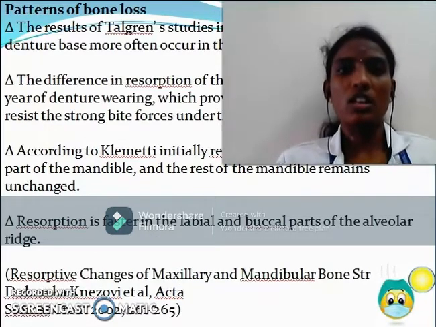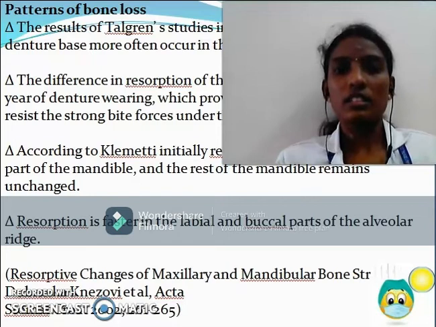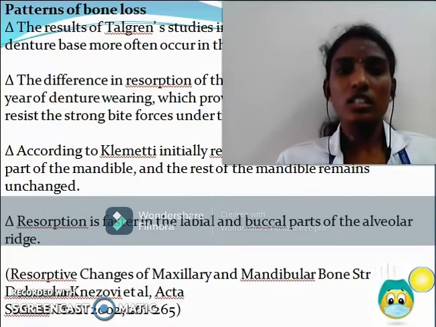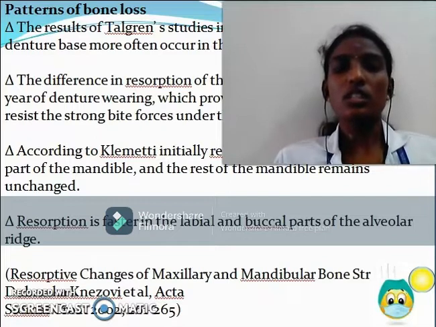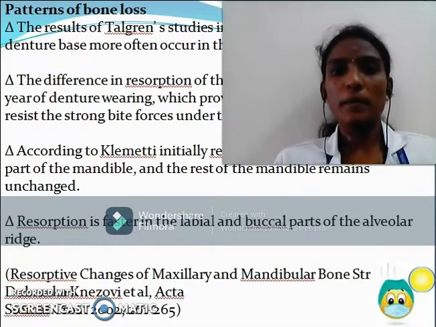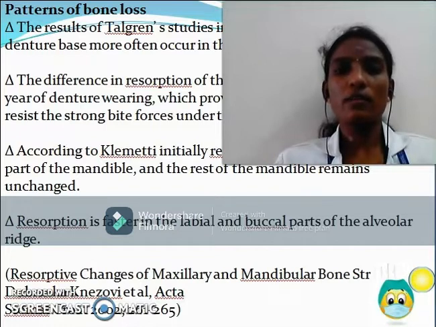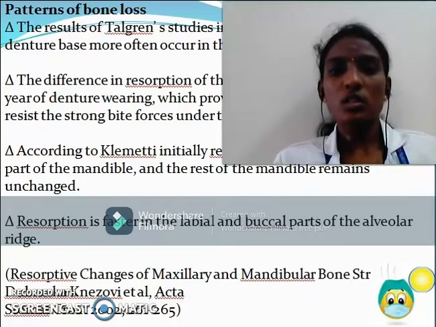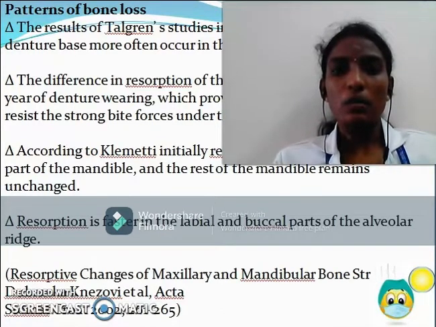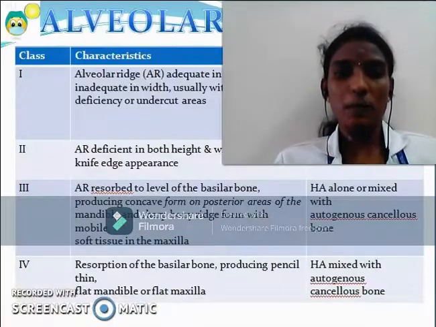Pattern of bone loss. The results of the study indicate that changes under the denture base occur more often in the mandible. The difference in the resorption of the jaw increases within the first year of denture wearing, which proves that the mandible cannot resist the strong bite force under the denture base. According to Clements, resorption initially starts on the alveolar part of the mandible and the rest of the mandible remains unchanged. Resorption is faster in the labial and buccal part of the alveolar ridge. Resorption changes of maxilla and mandibular bone structure.